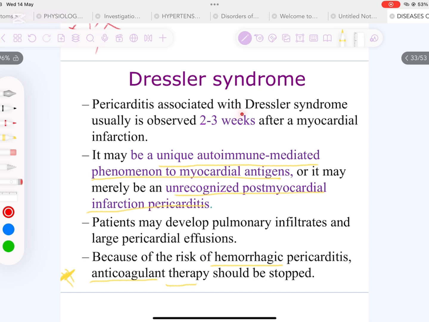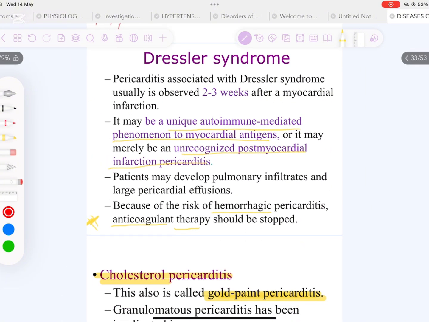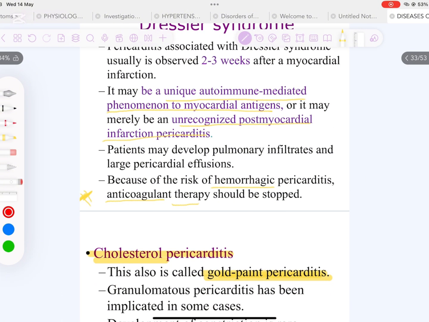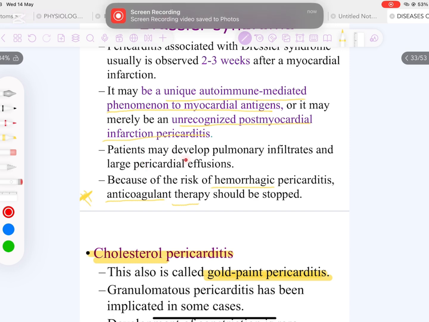Dressler syndrome. So pericarditis associated with Dressler syndrome is observed 2 to 3 weeks after myocardial infarction. So Dressler syndrome is like an autoimmune mediated phenomenon. It's autoimmune, okay, and it's like the immunity is fighting against myocardial antigens. Okay, so they can present with Dressler syndrome.